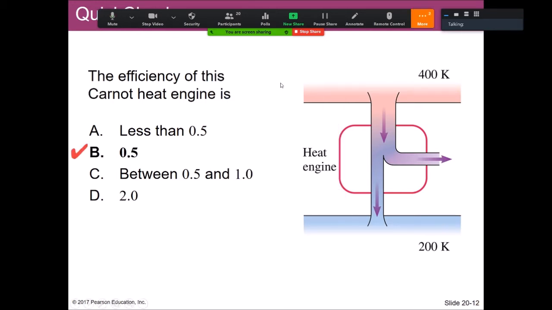All right, yes. Now this does work because you're going to have 1 minus 200 over 400. That's 0.5. 1 minus 0.5 is 0.5.